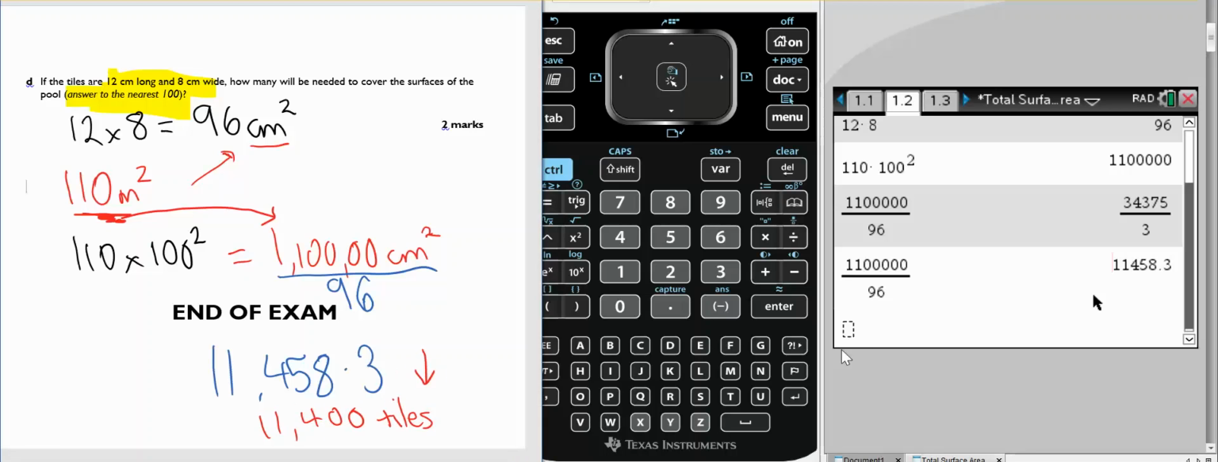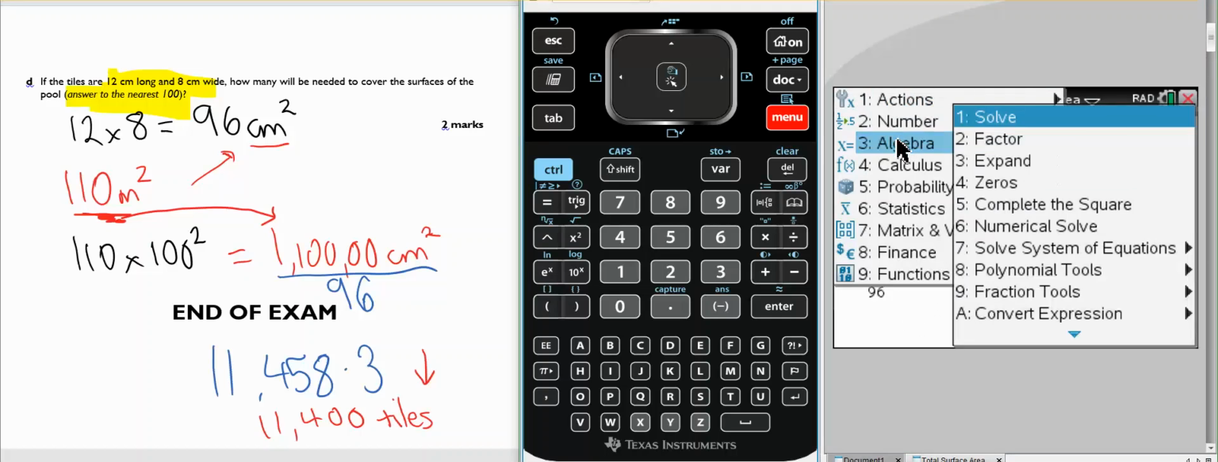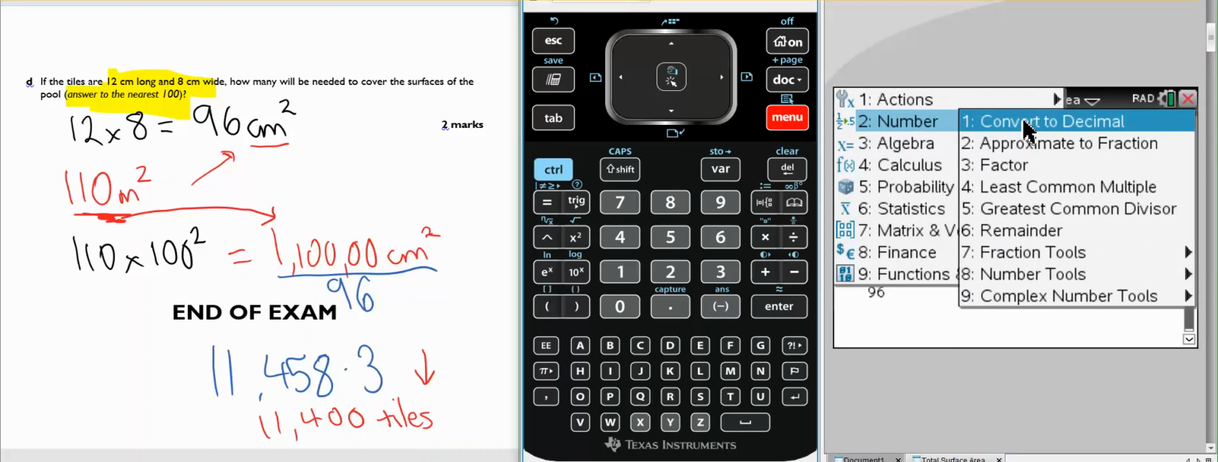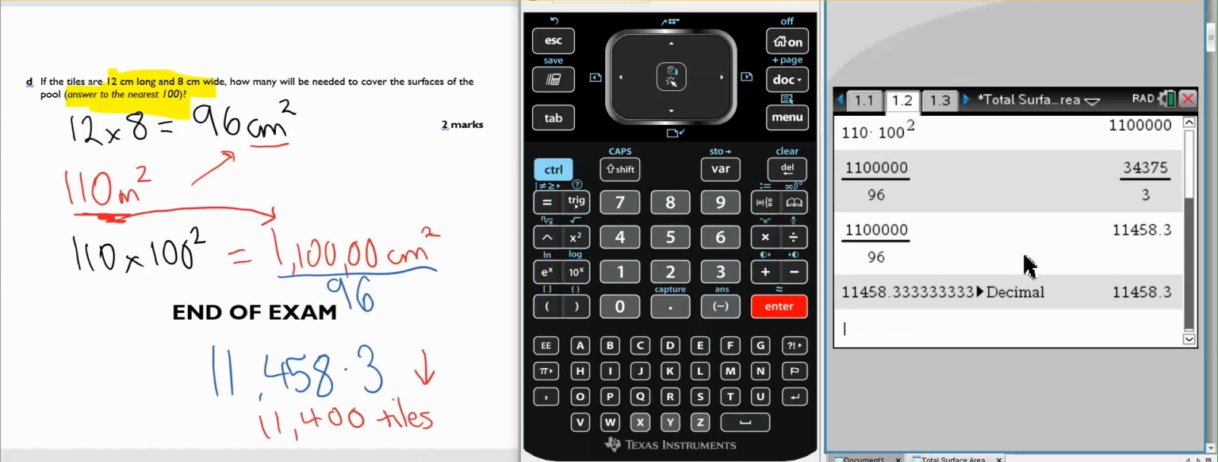I just want to point one thing out. If you tried to hit Control Enter and work this one out, but it didn't quite work, remember you can go to Menu, Number, Convert to Decimal, and any of your answers or the last thing that you've written will convert into that decimal.